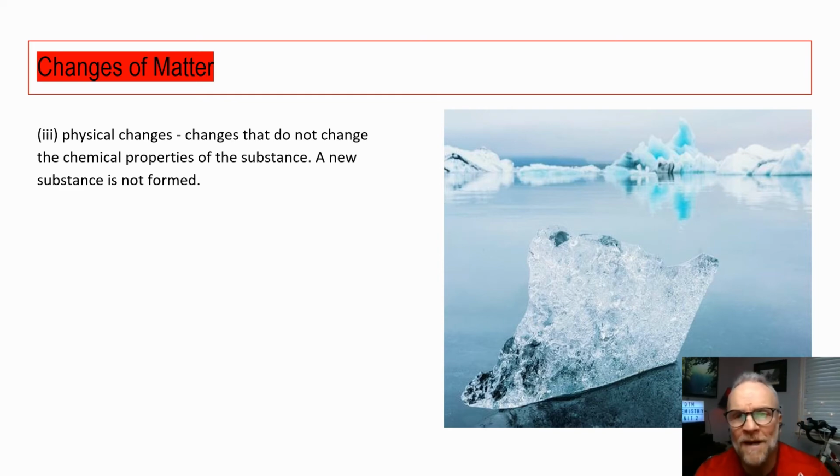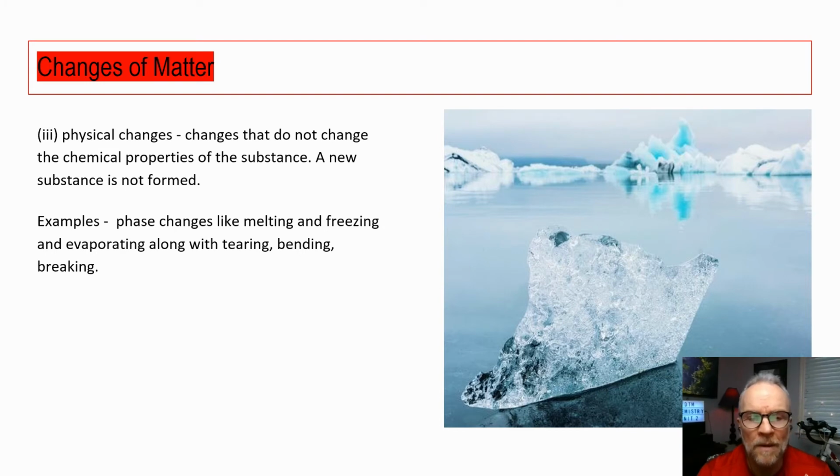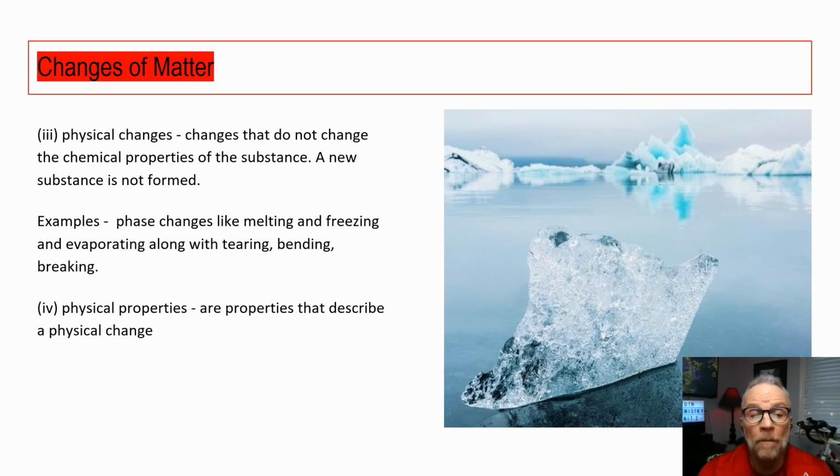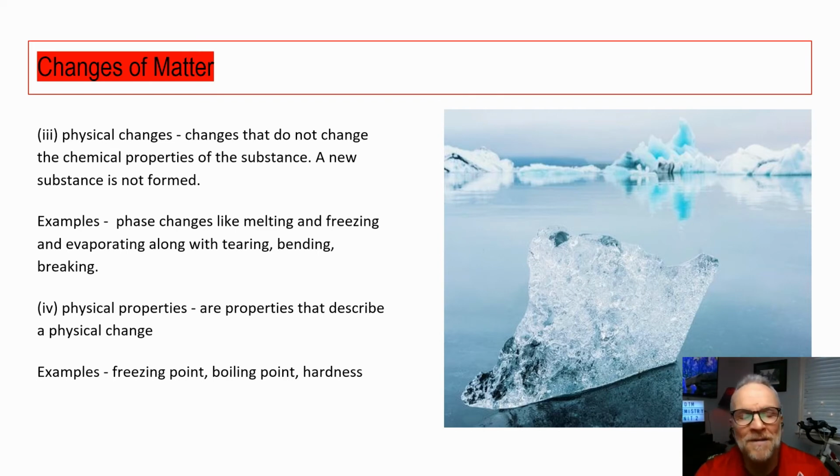You can also think of tearing something or polishing something as being a physical change as well. Melting, freezing, evaporating, along with tearing, bending, and breaking are our examples here. Physical properties are properties that describe a physical change. Boiling point would be an example, or freezing point. Hardness would be an example. Luster, how shiny something is, is an example. Freezing point, boiling point, hardness, and I gave you some other ones there as well.